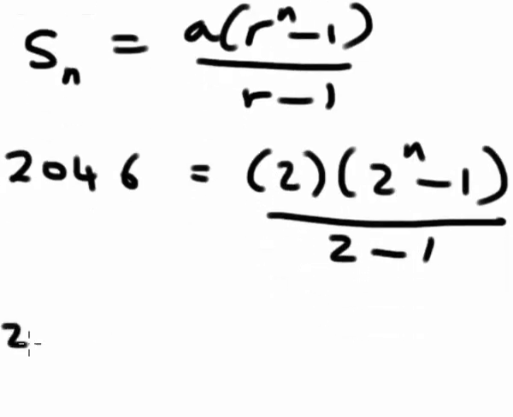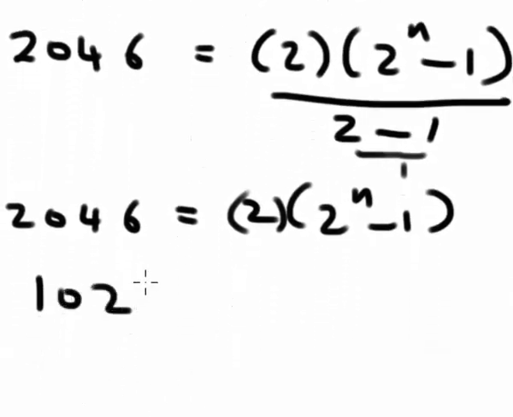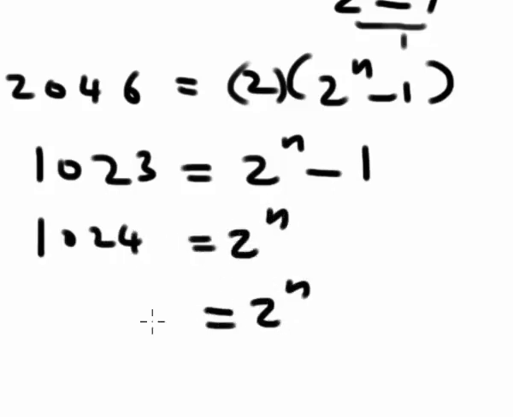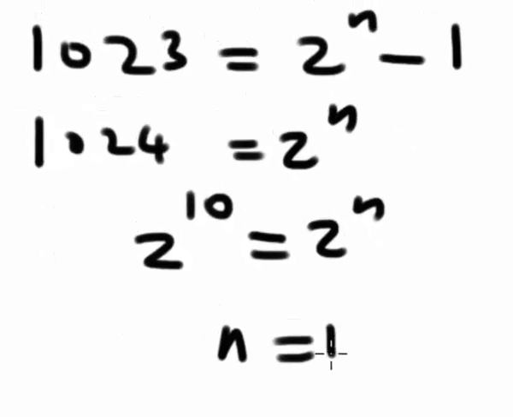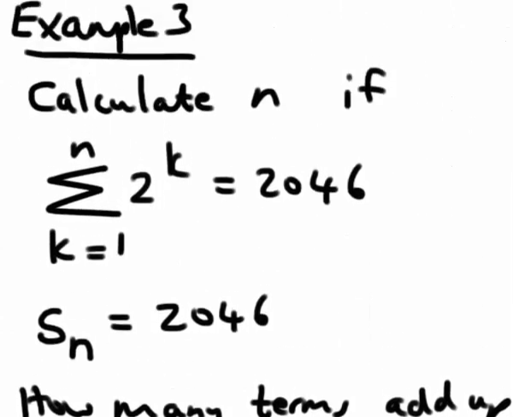So 2046 is equal to 2 into 2 to the n minus 1, over 2 minus 1, which is over 1. Then we divide both sides by 2. 1023 is 2 to the n minus 1. Bring the 1 across, so 1024 is 2 to the n. Now, 2 to the what is 1024? Check it out, 2 to the 10 is equal to 1024. So n, the number of terms, is 10. The sum of 10 terms will give you 2046. Very nice question.